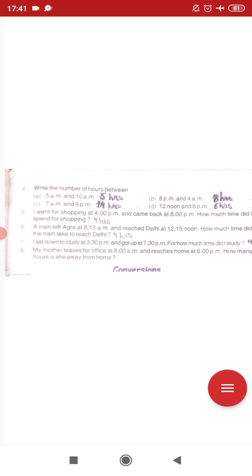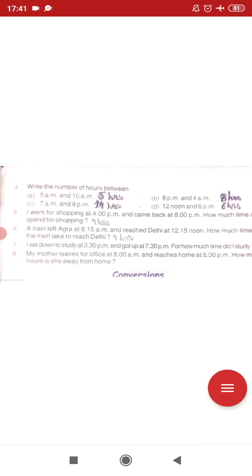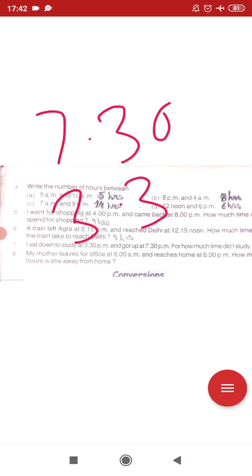Now question number 7. I sat down to study at 3:30 p.m. and got up at 7:30 p.m. Both are given in PM form. 3:30 p.m. to 7:30 p.m. So just subtract 3:30 from 7:30. If both the forms are same, PM or AM, then we need to subtract.